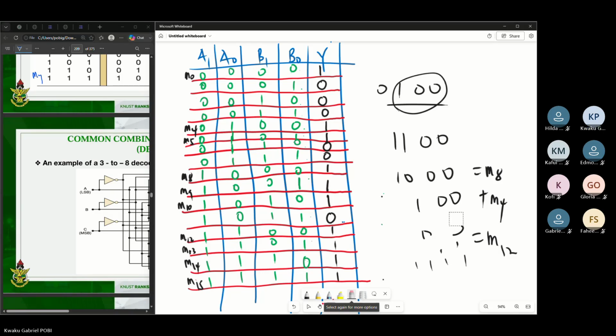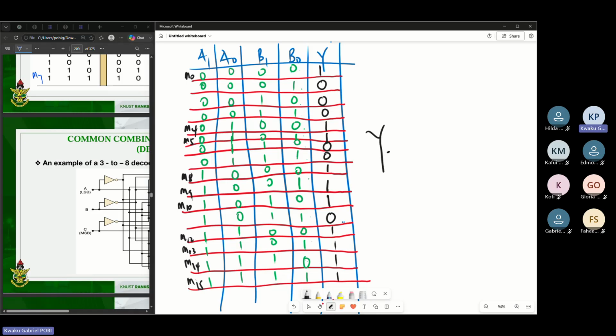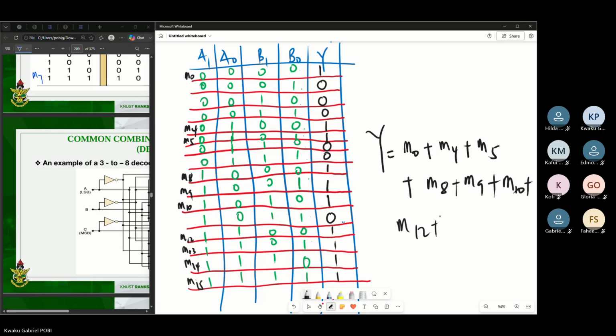And so from this, we know that this 2-bit comparator, if we want to implement it using a decoder, it means the output Y is supposed to be what? M0 or M4 or M5 or M8 or M9 or M10, or 12, 13, 14, and 15 like this, right? So we expected these outputs. Once you know these are the outputs you expect, your drawing becomes much simpler for you.